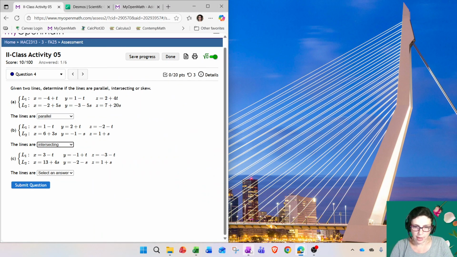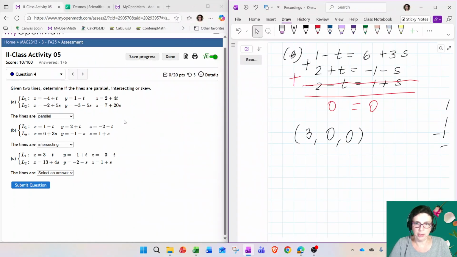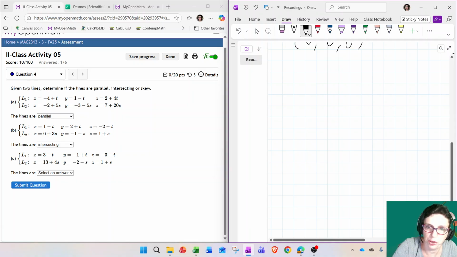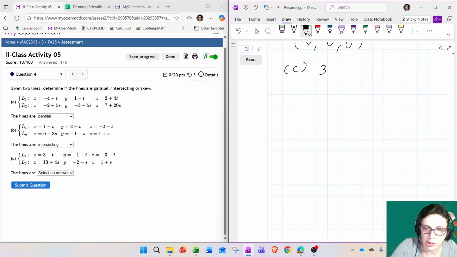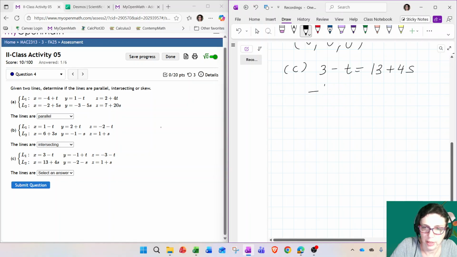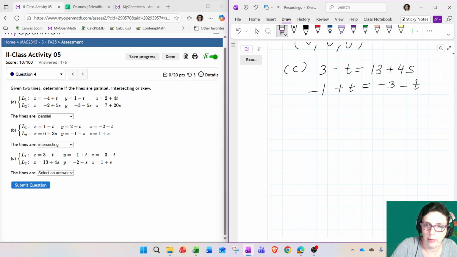Okay, so the last part is to solve the same thing, but now we want to see if we have skew lines, right? So you can kind of already guess that that's going to be skew, but let's see why. So we're going to make them equal to each other. 3 minus t equals 13 plus 4s. Then we got -1 plus t equals -3 minus t. Oh, sorry. So you make the y equal to the y. So that's going to be -2 minus s, and then the z equal to the z.